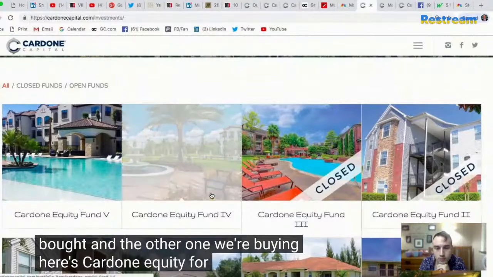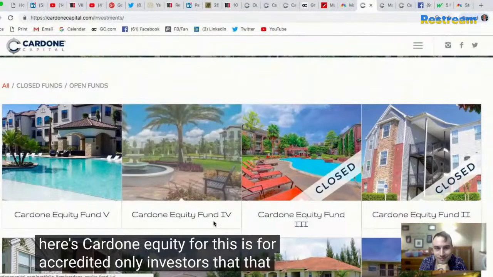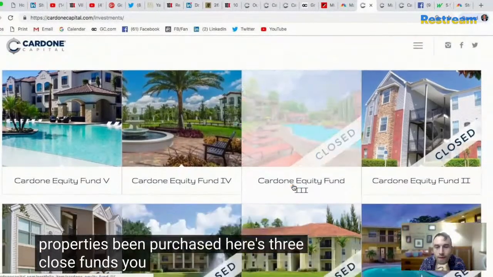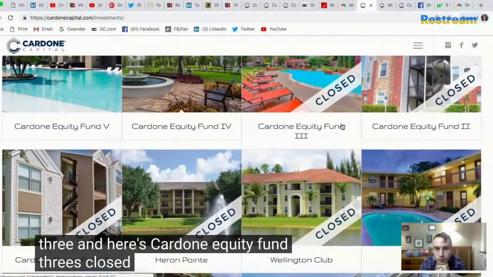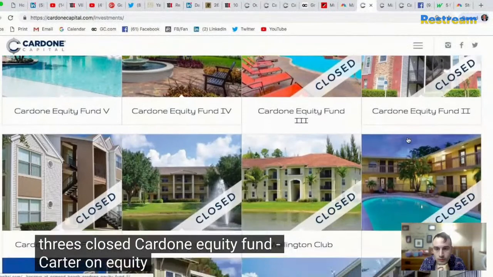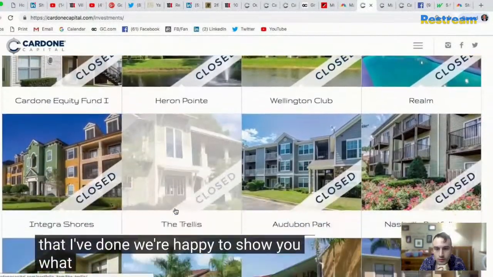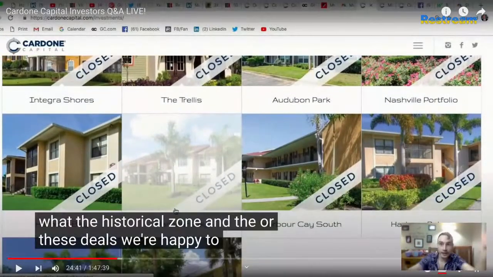Here's Cardone Equity 4. This is for accredited only investors. That property's been purchased. Here's Cardone Equity Fund 3's closed, Cardone Equity Fund 2, Cardone Equity 1, and these other deals that I've done. We're happy to show you what the historicals are on these deals. I think I'm going to have to break this down on a live.